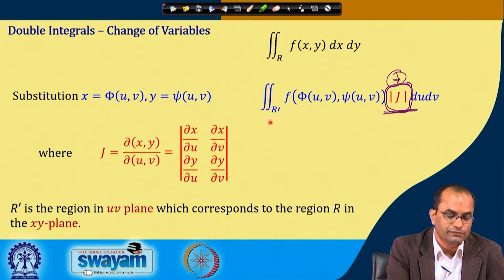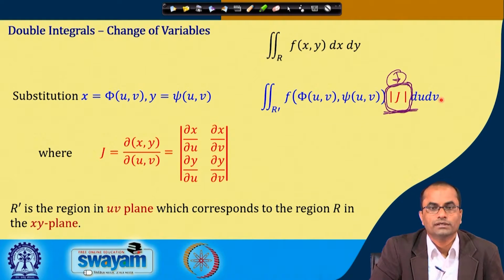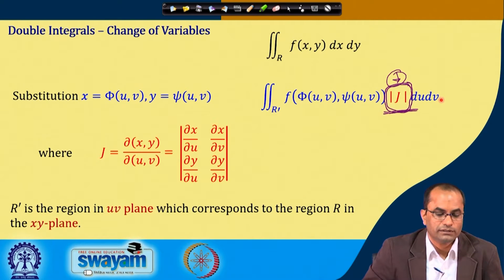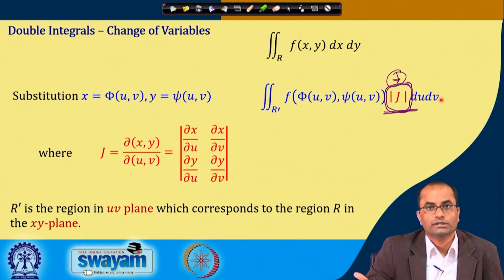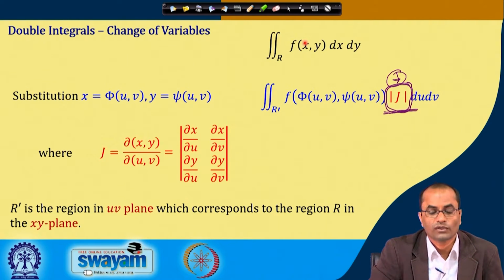And then the limits of this R prime are nothing but the same region, but now we have to compute over u and v. So, the limits will now follow according to the new variables u and v. With this, we can substitute the old variables x, y with some suitable ones, because depending on the integrand or the region R, we may have some other suitable substitution which makes the integral evaluation easier.